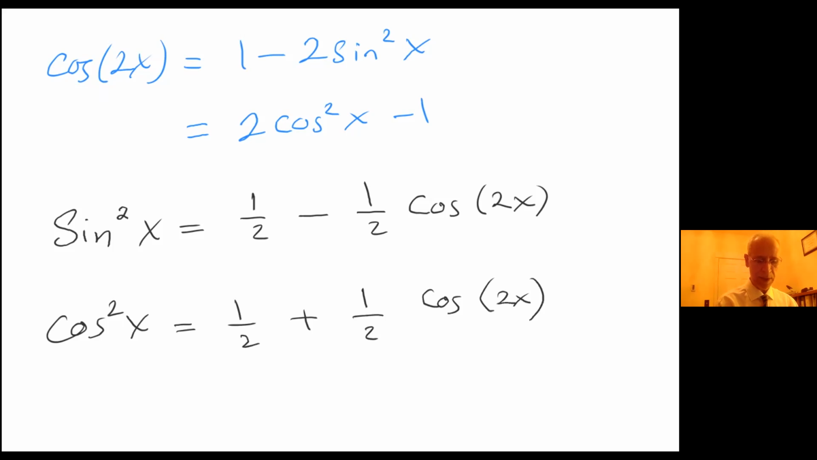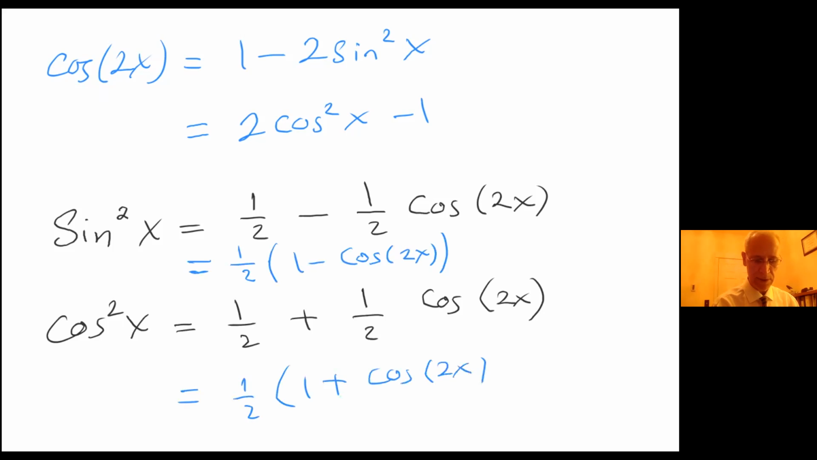Now, some of you may remember this sine squared of x as 1/2 times (1 minus cosine of 2x), which is the same thing, just with the 1/2 factored out. Or you may have remembered the cosine squared of x as 1/2 times (1 plus cosine of 2x). Again, it's the same thing with the 1/2 factored out. So let's do a couple of examples.